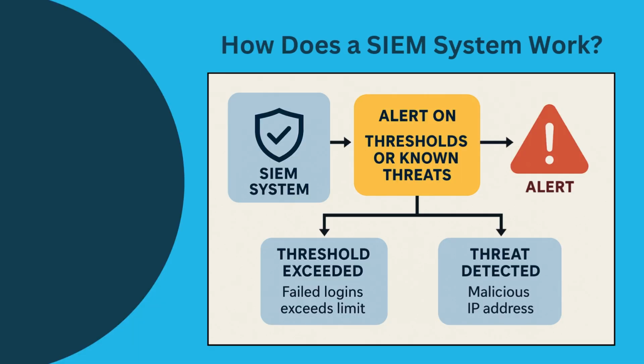A SIEM system gathers data from various endpoints, like servers, firewalls, and apps, and analyzes that data for signs of suspicious activity. It looks for patterns, flags unusual behavior, and alerts the security team when something's off. Think of it as your cybersecurity command center.